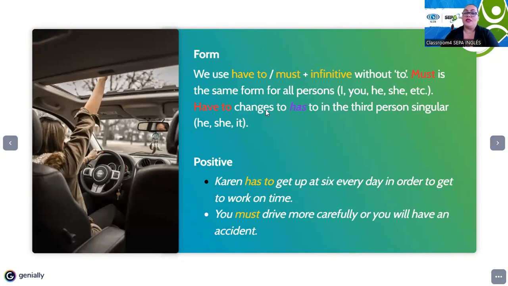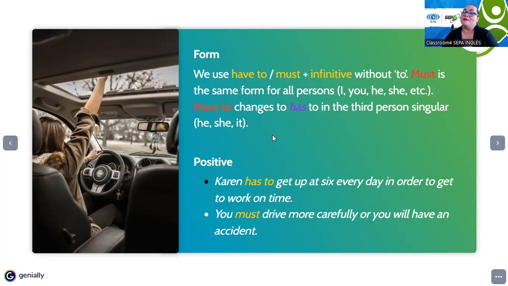Have to changes to has to in the third person singular, he, she, it. Because this is a kind of expression done in present. If I say, ella tiene que trabajar, she has to work. Yo tengo que trabajar, I have to work. Because I'm talking about a third person, it is the only exception in has. But when I'm talking about must, there is no exception, okay?